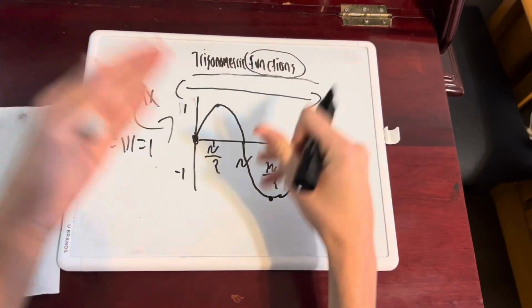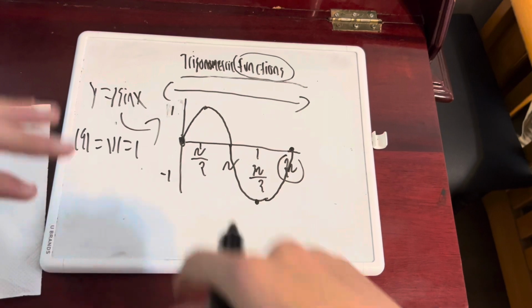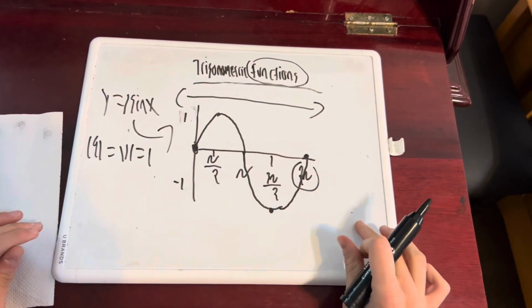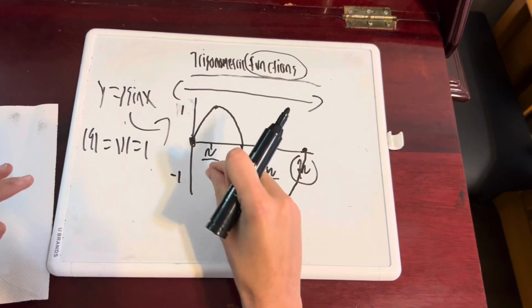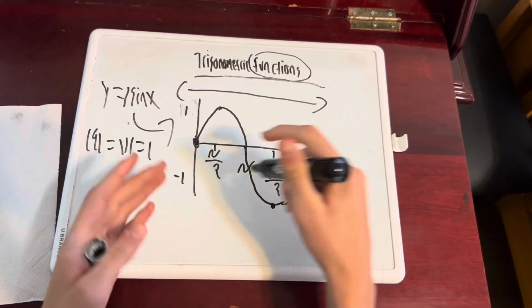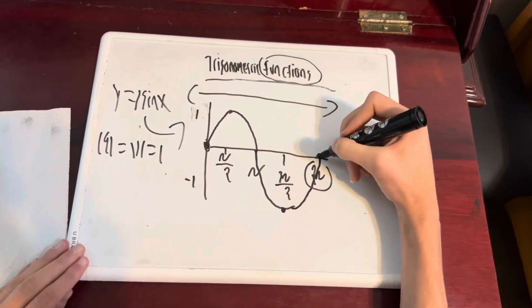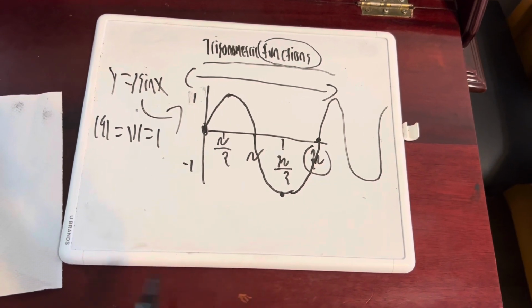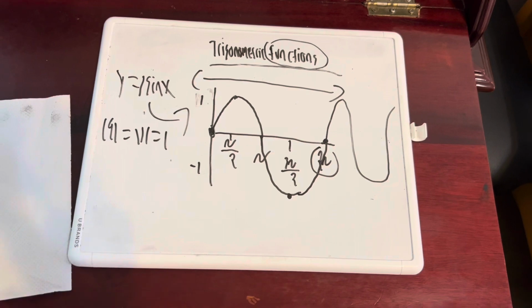If we add another 2 pi, that's when our second period is going to finish. So if you add 2 pi to each of these numbers right here, it's going to be where these points are located in our next part of the graph. Because you know that these graphs go on and on forever. They're infinite, just like a linear line or a quadratic.